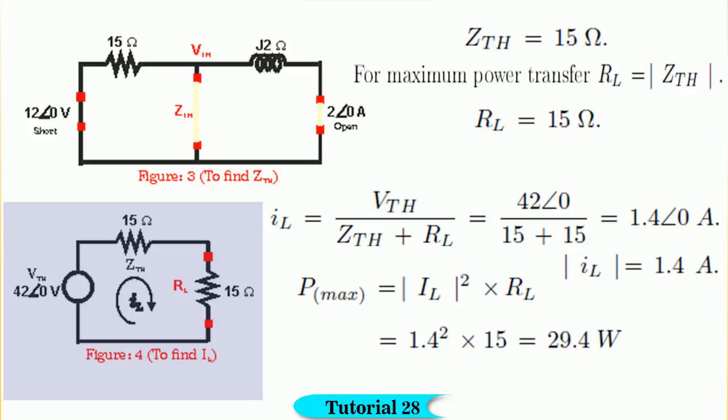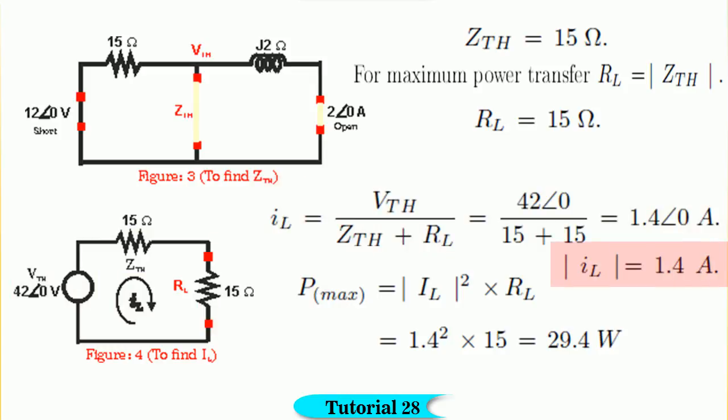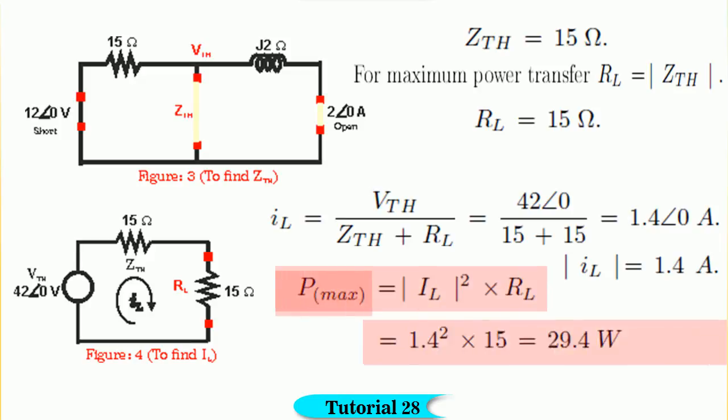Using V Thevenin and Z Thevenin, the Thevenin's equivalent circuit across the load branch drawn is shown in figure 4. From the figure, we know IL is equal to V Thevenin divided by Z Thevenin plus RL. By substituting the values, we get IL is equal to 1.4 angle 0 amperes. Hence, mod of IL is equal to 1.4 amperes. So, P max is equal to mod of IL squared into RL. By substituting the values, we get P max is equal to 29.4 watts.